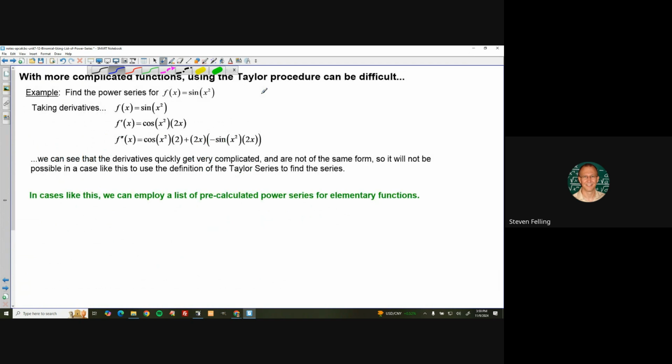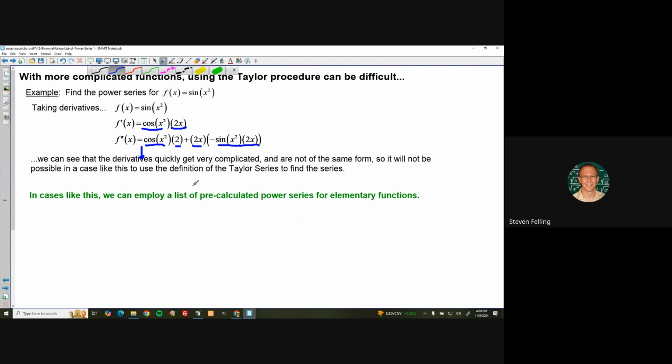Okay, but what if we want more complicated functions, especially compositions of functions, like f of x equals sine of x squared, so there's an x squared function inside the sine. If you take the first derivative, the outside derivative is cosine of x squared, times the derivative of the inside, which is 2x. The second derivative would now require product rule, so first times derivative of the second plus second times derivative of the first. And you can see how these derivatives would get out of hand very quickly and get super complicated.